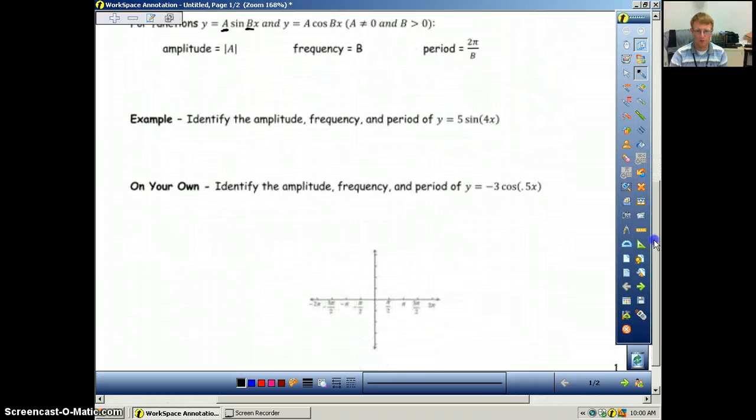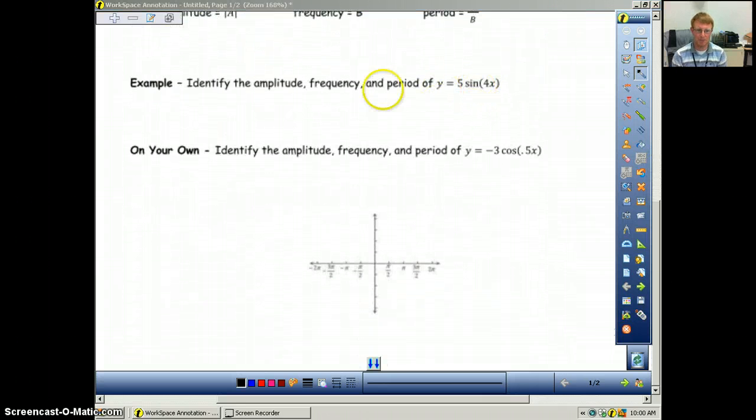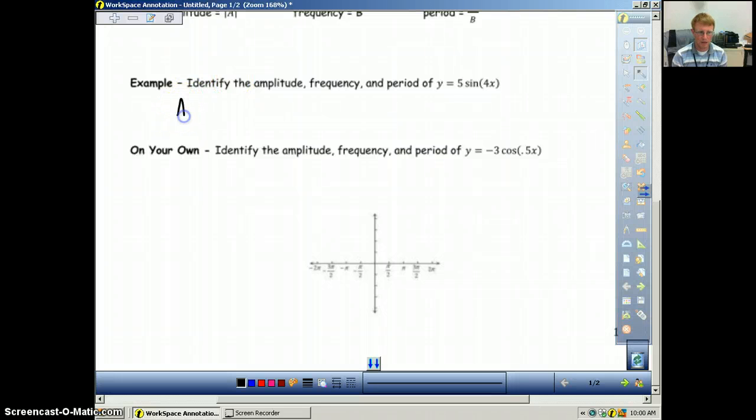Okay, let's look at this example. Real simple. Identify the amplitude, frequency, and period. The amplitude is just the number that's out front. It will always be a positive number. In this case, it's 5. Then we go to the frequency. The frequency in this case is just the number in front of our x, which is 4. And then the period, sorry, you can't really read that. The period is equal to 2 pi divided by whatever the frequency is. So 2 pi divided by 4, and then we can reduce this to pi over 2. So the period here is pi over 2.